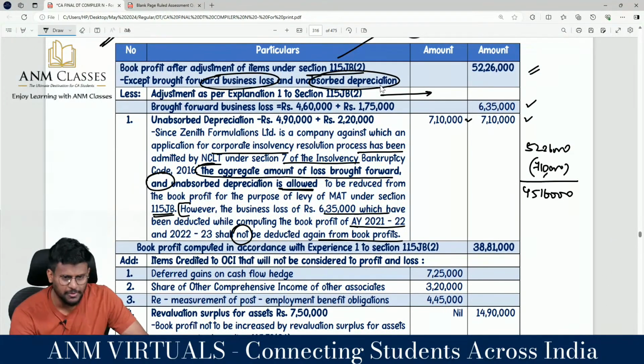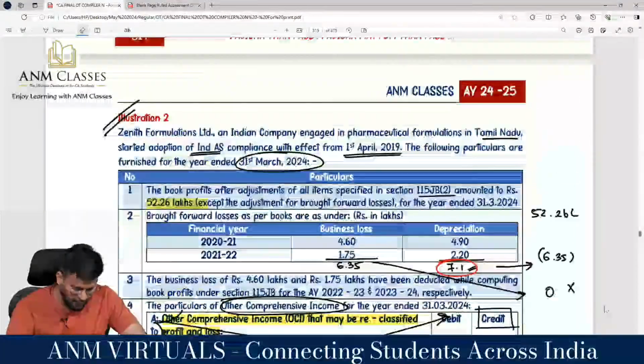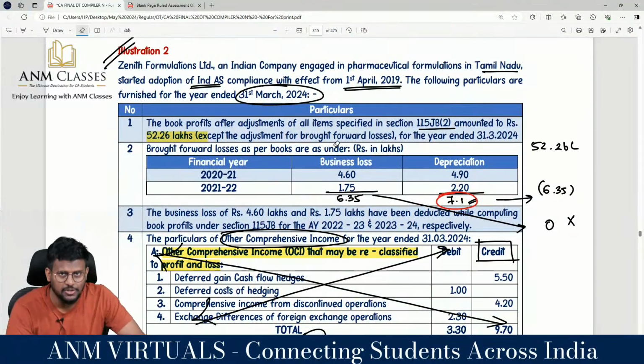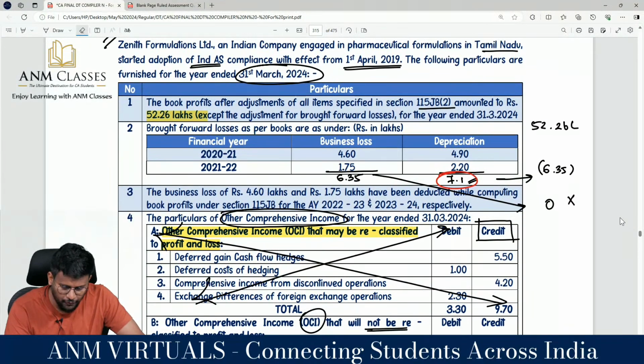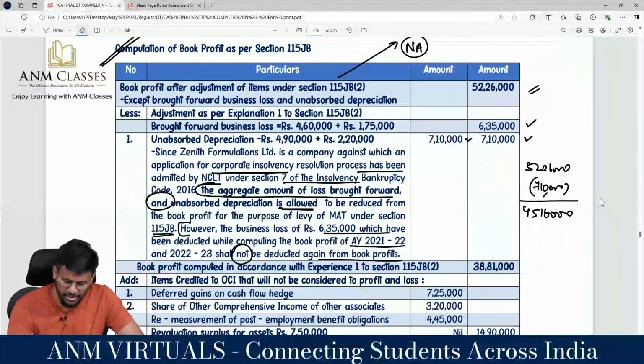So what is written here? Book profit after adjustments of items under 115JB subsection 2 is 52,26,000. That is the net profit given. If you see here 52,26,000, they said except the adjustment of brought forward loss, which means brought forward losses they have not adjusted. Actually we have 2 losses, business loss and unabsorbed depreciation. Since corporate insolvency has been admitted against the company, both are actually allowed, but business loss has already been reduced in the earlier year. Hence, we cannot reduce the business loss again. So unabsorbed depreciation of 7.1 lakhs alone can be reduced. So this is a printing mistake, man.